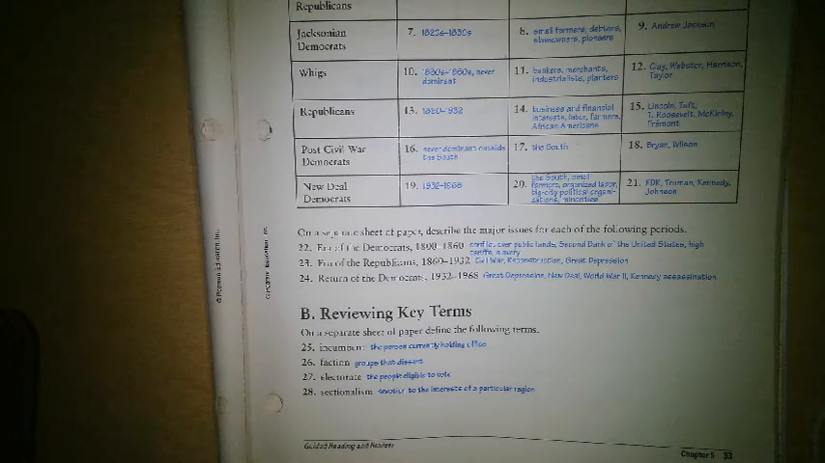Now, if we look at number 24, it says Return of the Democrats and what they had to deal with. Well, obviously they dealt with the Great Depression, the New Deal. What war was going on between 1932 and 1968? World War II. Good. And then we had a president get assassinated during all that, which one? Kennedy, right? And from that point on, guys, we've kind of flipped back and forth. Democrat, Republican, Republican, Democrat, back and forth.